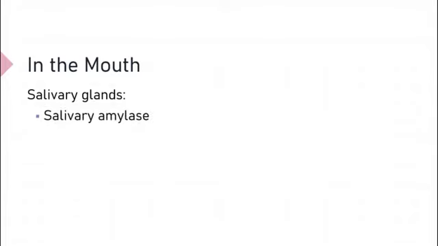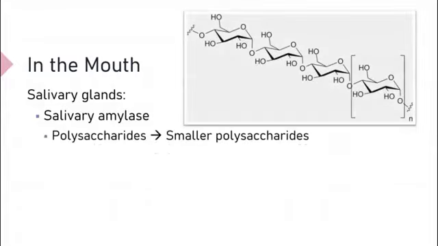Let's begin our journey in the mouth. Here, the extrinsic salivary glands produce two enzymes, salivary amylase and lingual lipase. Salivary amylase will act on polysaccharides, also known as starches or carbohydrates, and break them down into smaller polysaccharides. This occurs in the mouth and thus begins carbohydrate digestion.